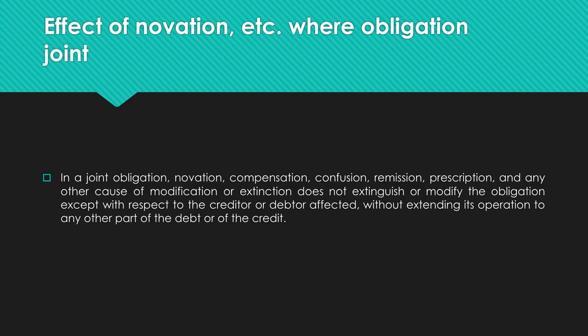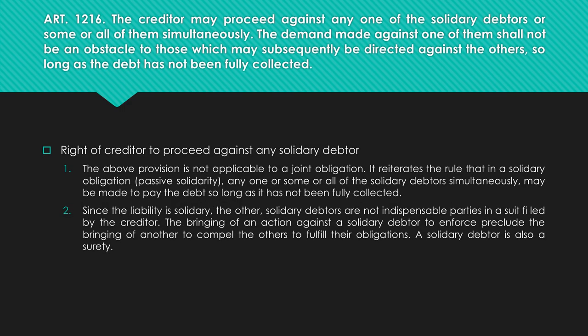Okay? The effects of novation where obligation is joint. If the obligation is joint, any other cause of modification or extinction does not extinguish or modify the obligation except with respect to the creditor or debtor affected, without extending its operation to any other part of the debt or of the credit. So, ang kaibahan lang nito, hindi yung entire obligation will be extinguished. Only to the portion and to the share of the debtor-creditor who agreed on the novation, remission, compensation, okay, and confusion acts of the affected parties.